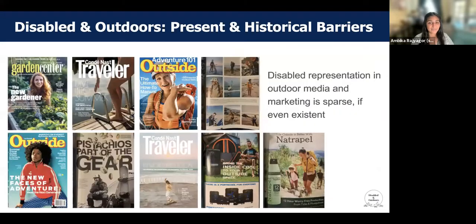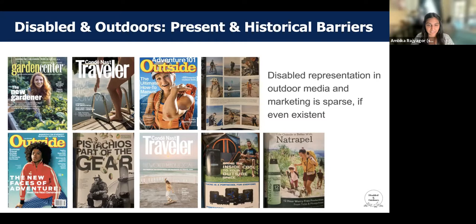Next slide, please. On this slide, it's just another present and historical barrier. Here are some magazine covers and print advertisements, just media about the outdoors from different media groups, and disabled representation in this outdoor media is sparse, if even existent. For example, Condé Nast Traveler featured us in a tiny paragraph on how to have disabled representation on a trail. However, there was no visual representation of anyone with a disability. So we've got different magazine headlines that say things like the new gardener, the new face of adventure, but nowhere is it mentioned that someone with disabilities is part of that new chapter.